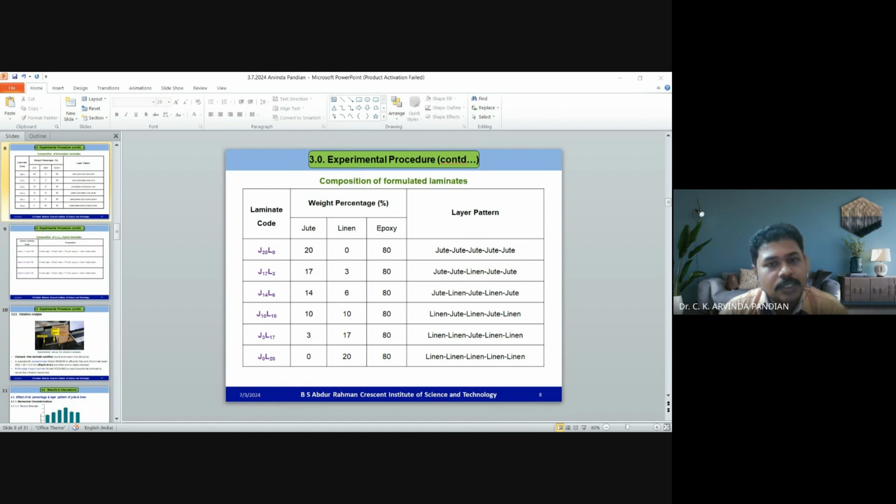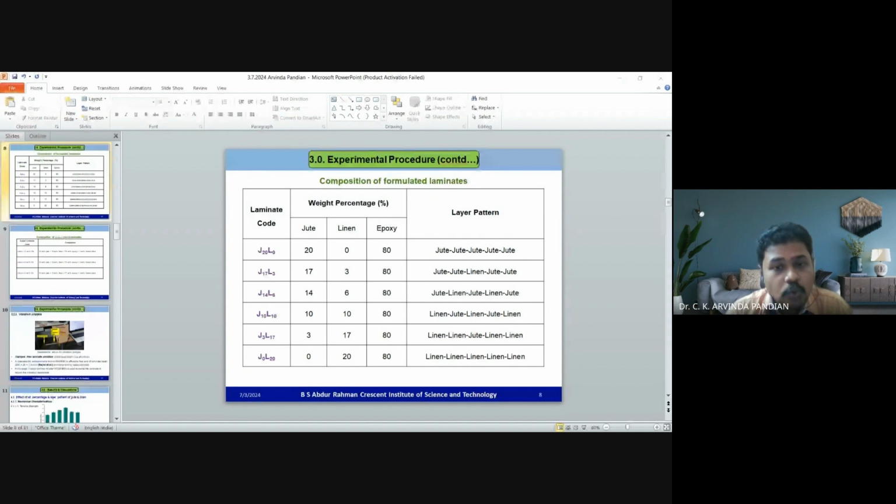In this study, along with the weight fraction, the layer pattern of jute and linen also plays a major role. So it's a combined effect of both weight fraction and layer pattern. In tensile strength, J10L10 has given the maximum tensile strength of 36.07 megapascal. In J10L10, the layers are placed alternately. Starting from jute, there are 3 layers of jute and 2 layers of linen, placed alternately: jute, linen, and jute.